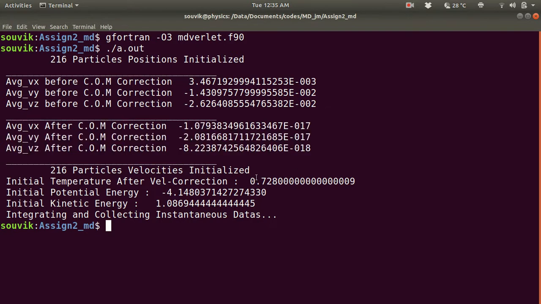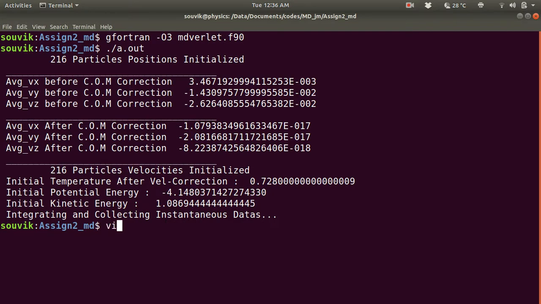And as you can see, the initial temperature is 0.728 from the initial kinetic energies, which are calculated from the initial velocities. So you have to make sure about the scaling factor, so that your initial kinetic energy gives the same temperature as the temperature we have supplied. So the initial temperature should be the same as the supplied temperature, and then the initial potential energy is -4.14 and the initial kinetic energy is 1.08 and something, and then we are collecting instantaneous data.